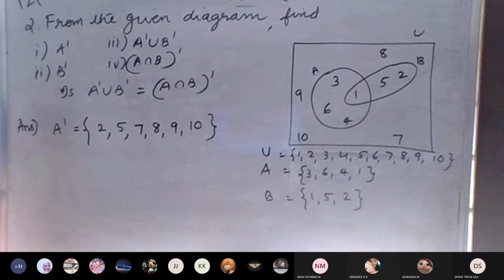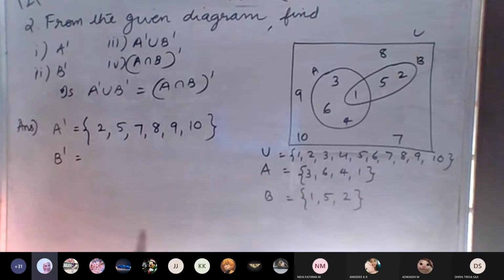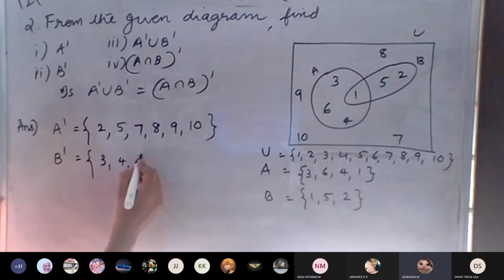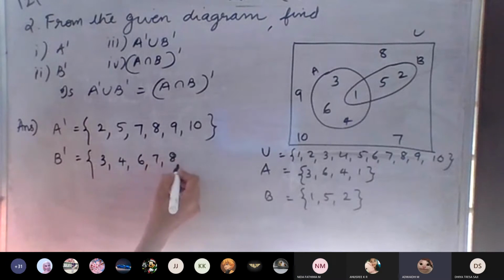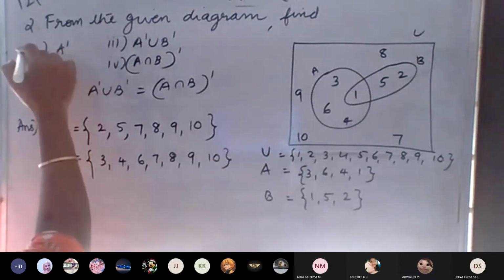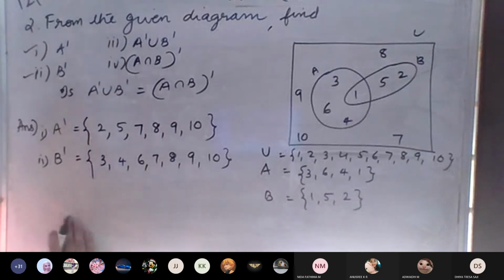Okay. Then next, B complement. B complement is equal to 3, 4, 6, 7, 8, 9, 10. The first and second questions are completed. Okay. Then third question is what?